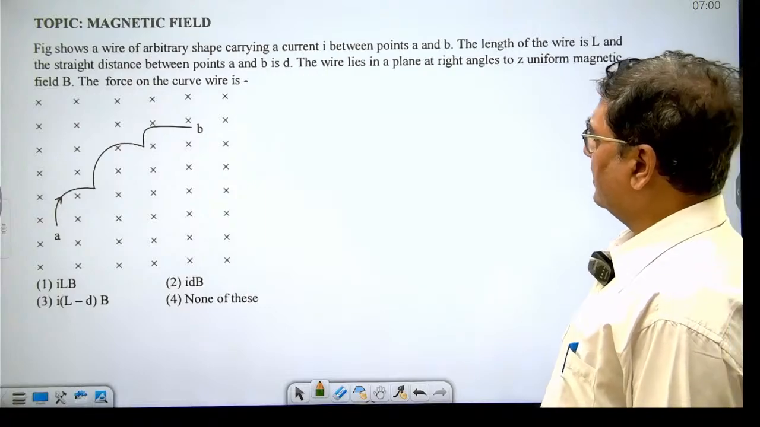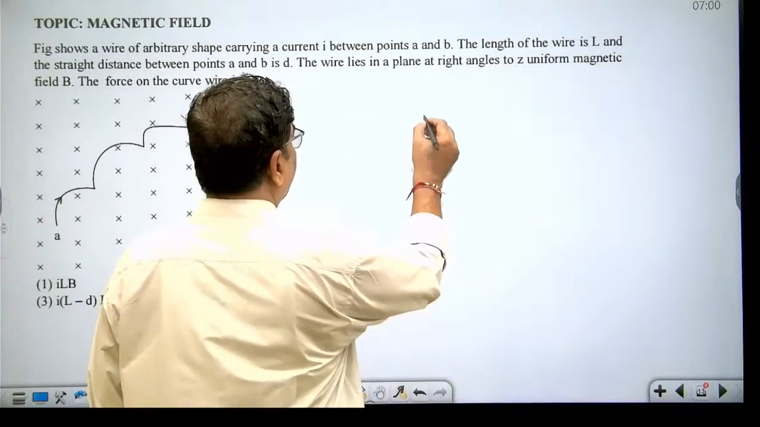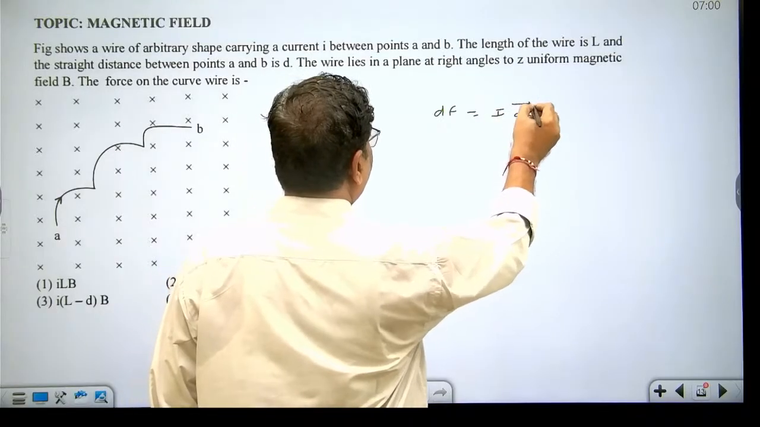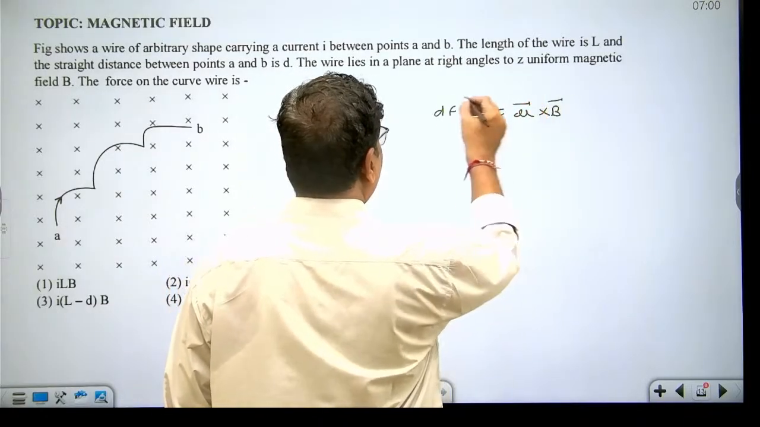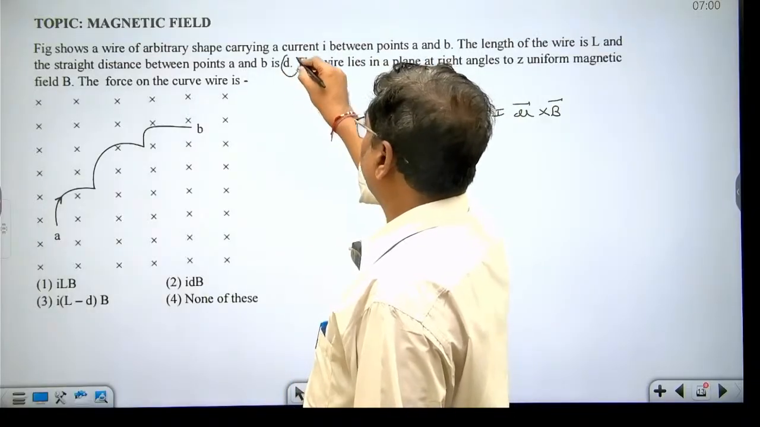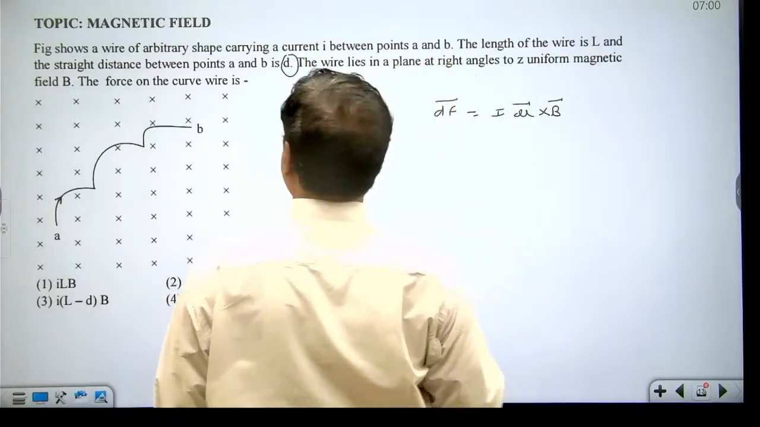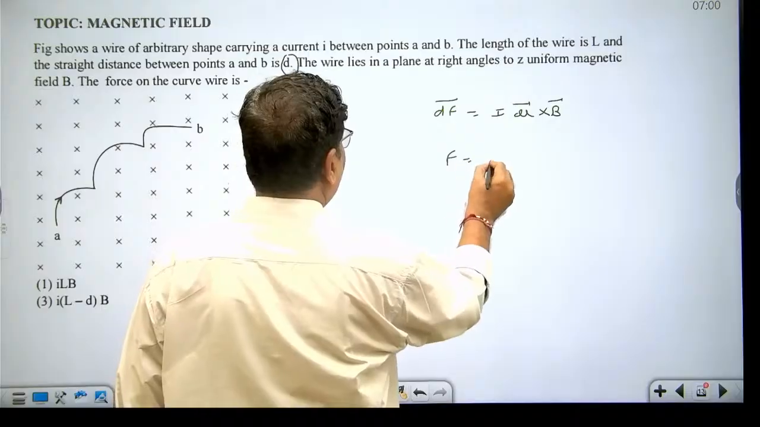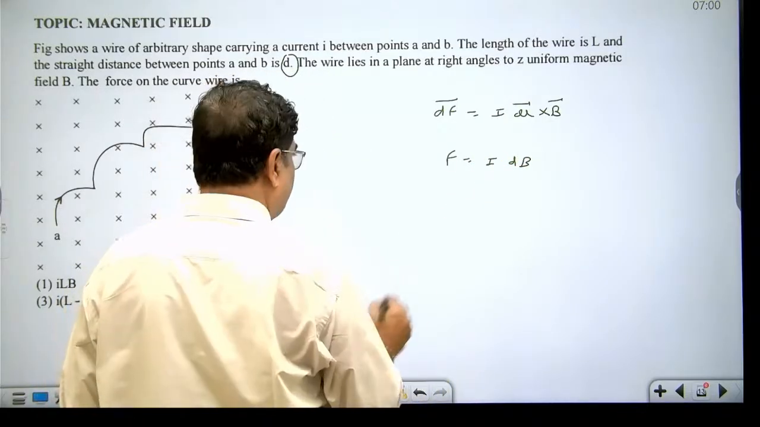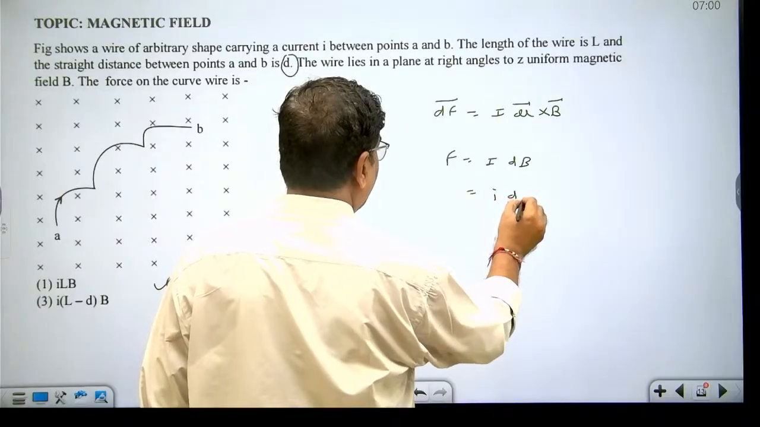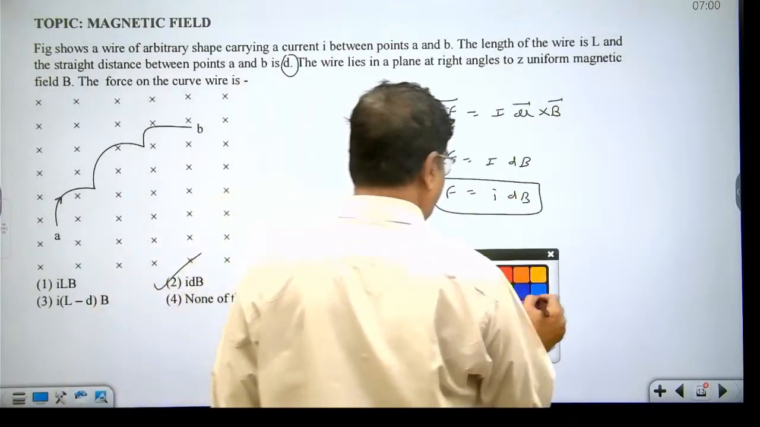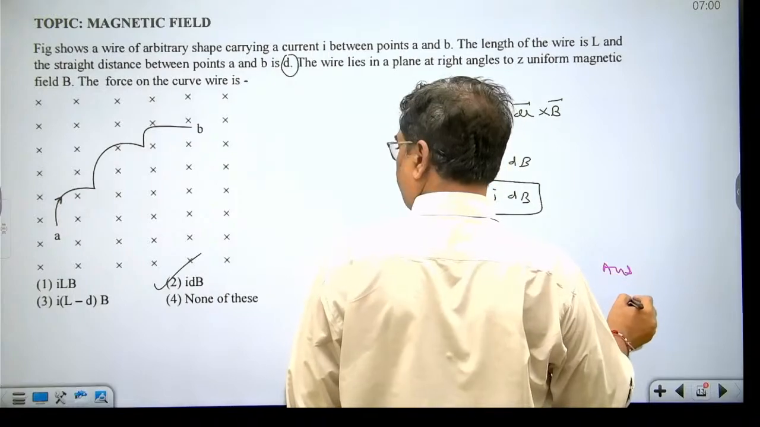The force on the curve is? Whenever a current carrying conductor is kept in an external magnetic field, force is given by I dl cross B, where dl is the distance vector, that is the shortest distance. In this case, the shortest distance is d. So the magnetic force will be I, d and B. The current, written as small i in the question, so the answer is idB. Out of 4 choices, the correct answer is option 2.